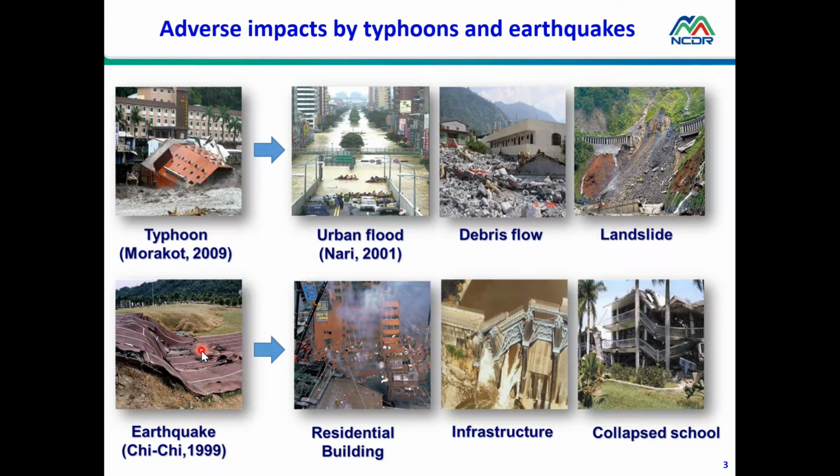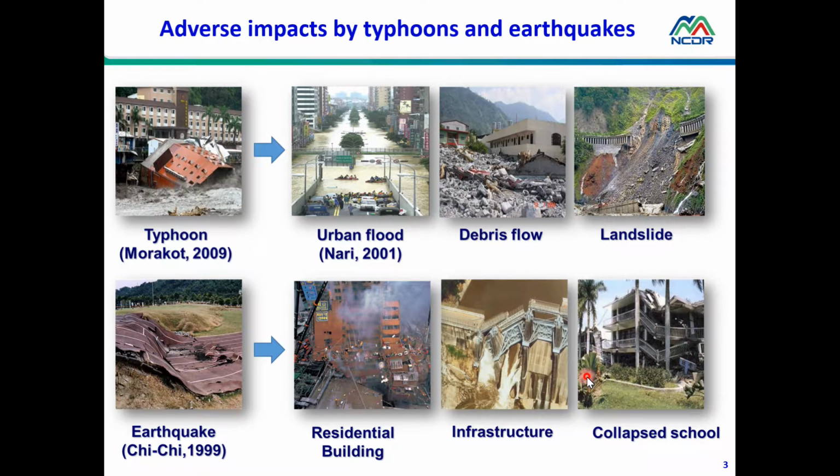Not just destruction to campus, but also this is a picture in downtown Taipei. A building collapsed, causing about 30 people to die. Even infrastructure, you see, this part of the dam was uplifted by the Chichi earthquake movement and caused some water supply problem in the central part of Taiwan.